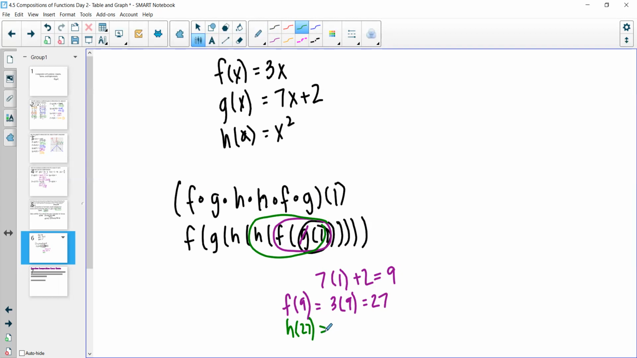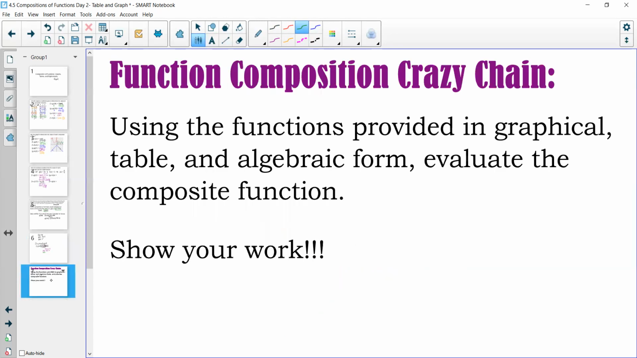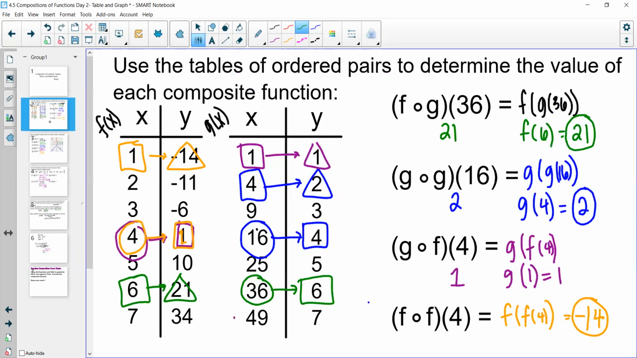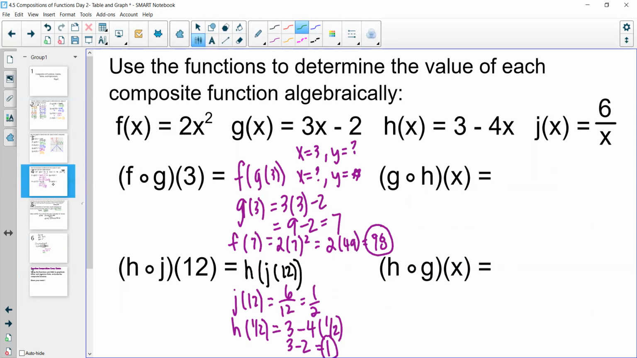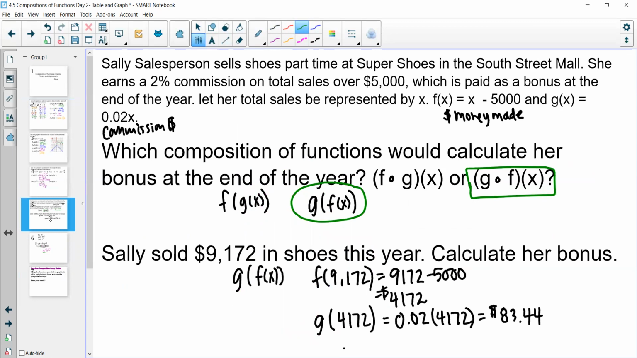So it's really cool how we can do this composition of functions. It's not just one function, but we can compose as many functions as we want and then use those functions to evaluate. So that is your assignment, to evaluate a long composition of functions. We have this crazy chain activity. If you have questions, feel free to reach out, but that is the composition of functions there for you. We can do it in a table, we can do it on a graph, and we can do it algebraically. But compositions of functions are so helpful, especially when we think about some of those applications of the real world. If you have any questions, feel free to reach out, but that is composition of functions part 2.